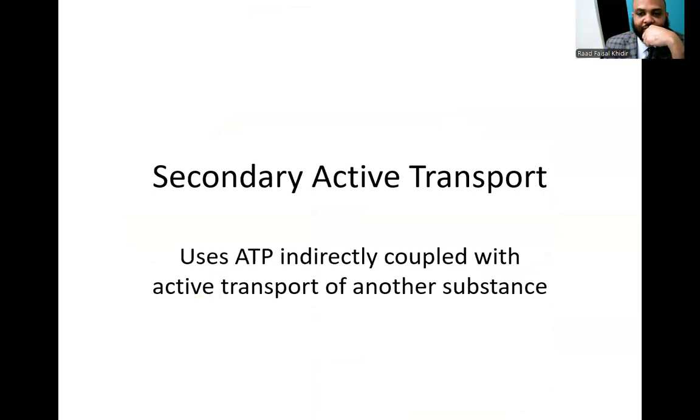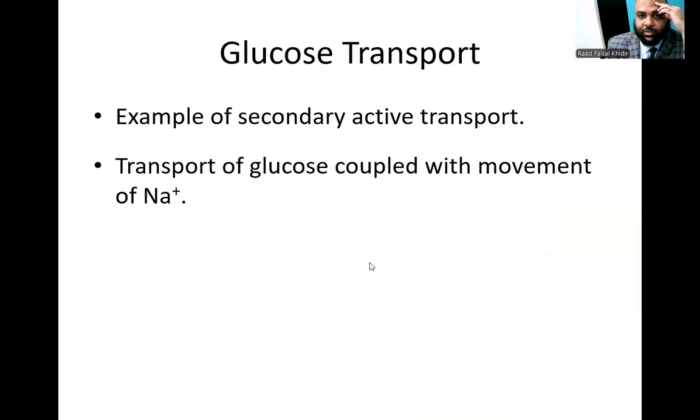In secondary active transport, we're indirectly coupling. It uses ATP indirectly, coupled with active transport of another substance. An example of secondary active transport is the transport of glucose coupled with movement of sodium. Sodium moves down its concentration gradient. We said that there's 10 times more sodium outside than inside, so sodium can easily flow in. While it's moving down, we couple the movement of glucose down its concentration gradient with it.